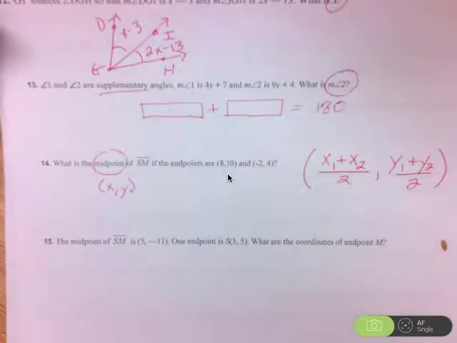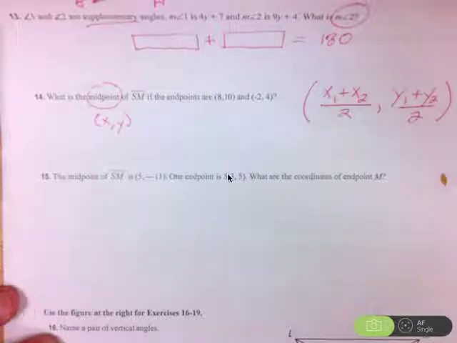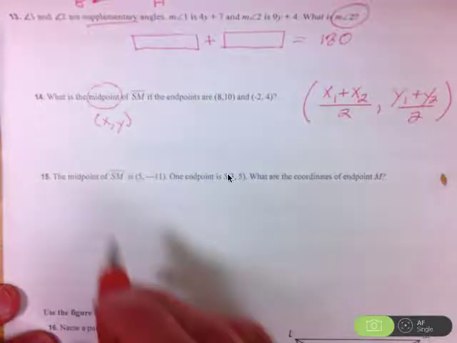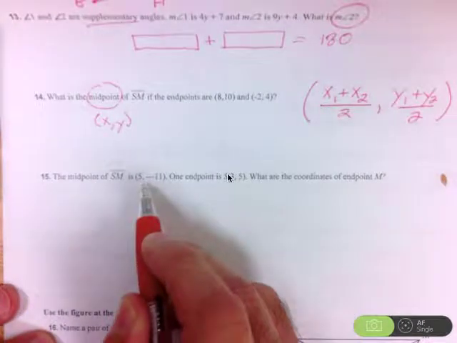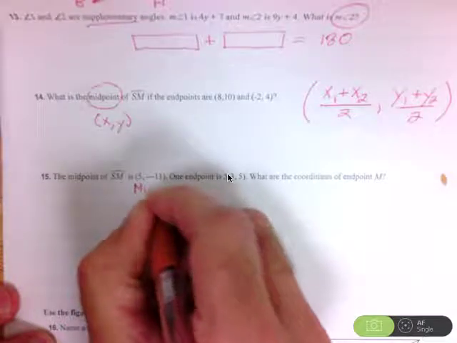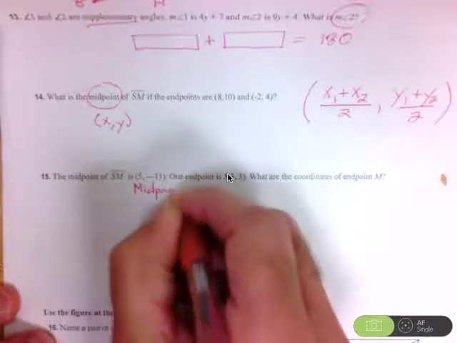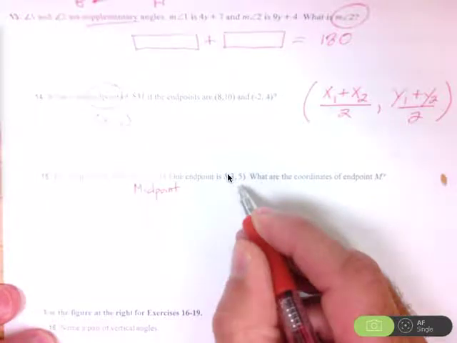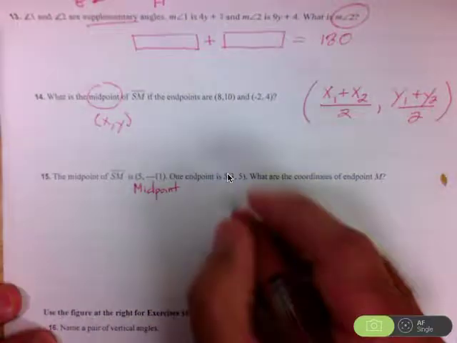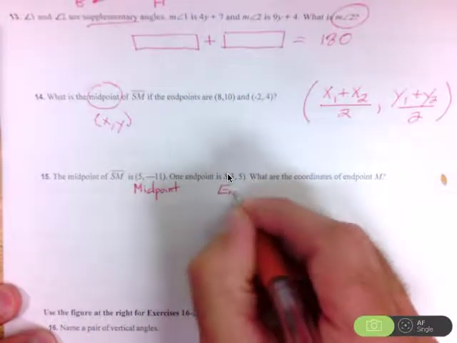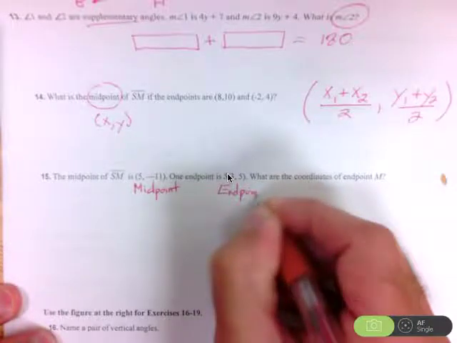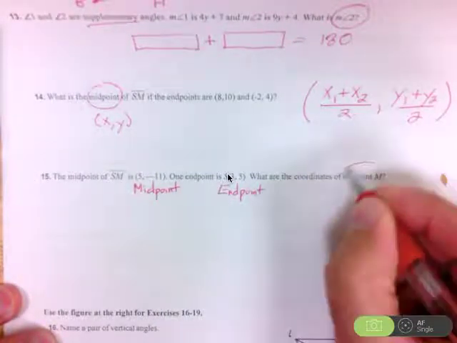So question number 15 is a good example of a question where you're working backwards. So this right here, this is the midpoint. This is one of the endpoints. The S negative 5 is one of the endpoints. And you're trying to find the other endpoint. You're trying to find M.